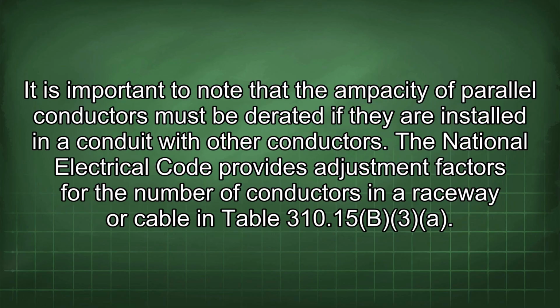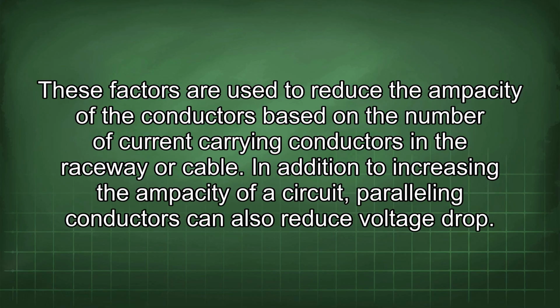It is important to note that the ampacity of parallel conductors must be derated if they are installed in a conduit with other conductors. The National Electrical Code provides adjustment factors for the number of conductors in a raceway or cable in Table 310.15(B)(3). These factors are used to reduce the ampacity of the conductors based on the number of current carrying conductors in the raceway or cable.